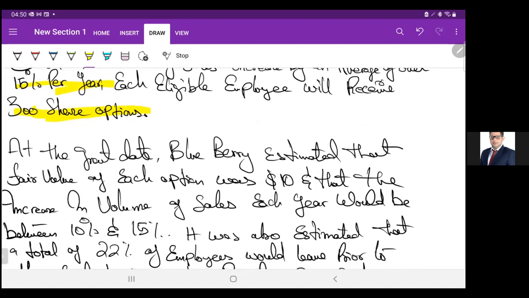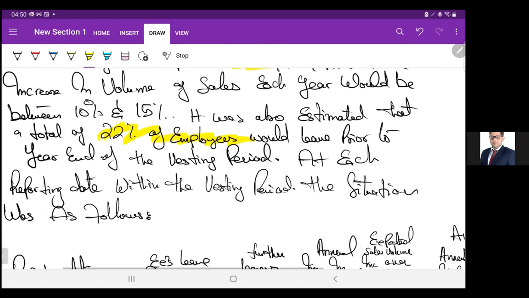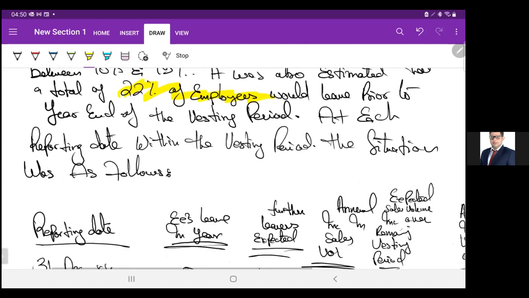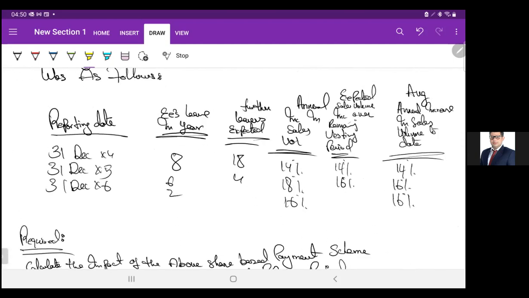At the grant date, ABC estimated that the fair value of each option was 10, and that the increase in volume of sales each year would be between 10% and 15%. It was also estimated that a total of 22% of employees would leave prior to the end of the vesting period, at each reporting date within the vesting period. The situation was as follows, as you can see. Reporting period 31st December 2004, employees leave in year 8.